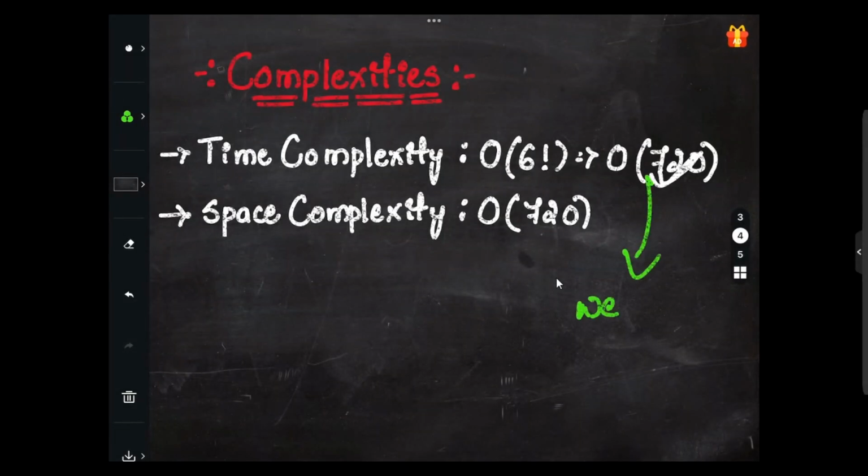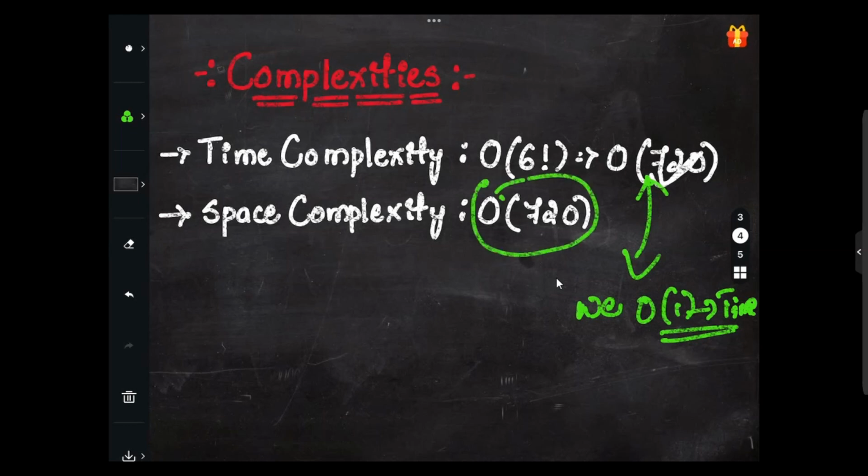According to the approach, we are trying all the permutations once, and we will check each in big O of one time. So here the total time complexity will be big O of 720. The space complexity would be big O of 720 as well, because we are storing all the 720 permutations in the memory. So we are trying all the permutations once, and that leads to the time complexity of big O of 720.